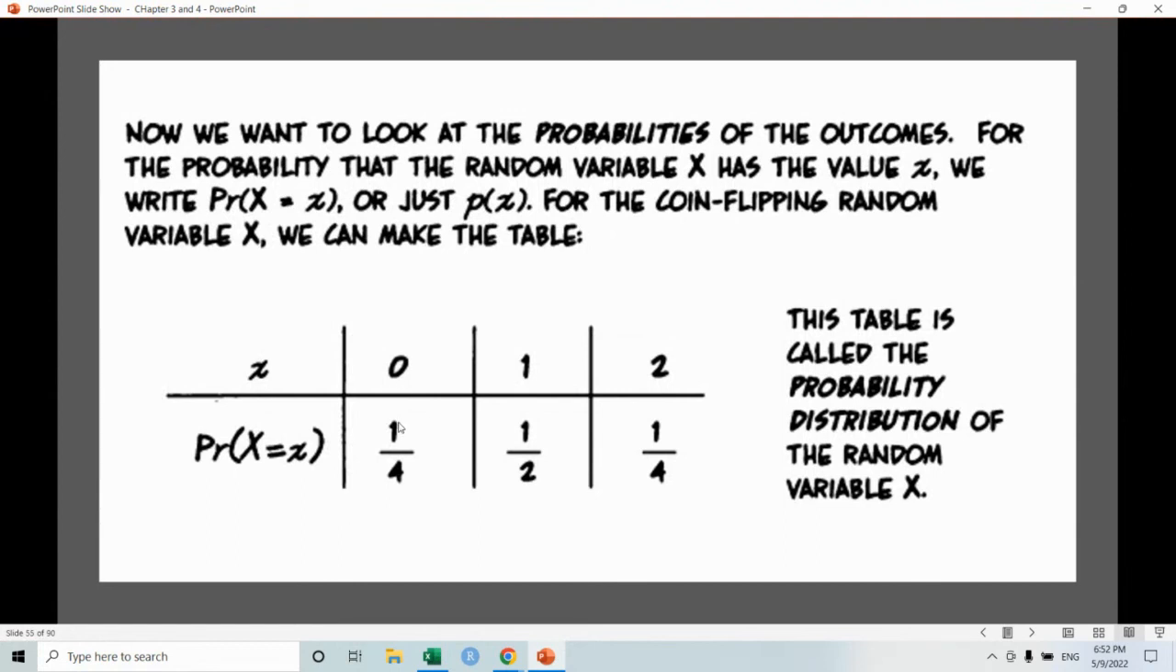So if it's 0, it's 1 out of 4, right? So there's 4 possible combinations, and only one where you get 2 tails. Now to get exactly 1 heads, there were 2 combinations. So 2 out of 4, which reduces to half. And to get 2 heads would be 1 out of 4. So this table is called the probability distribution of the random variable x.